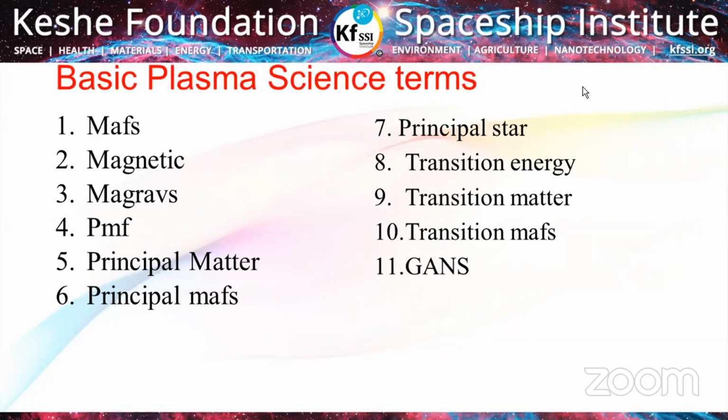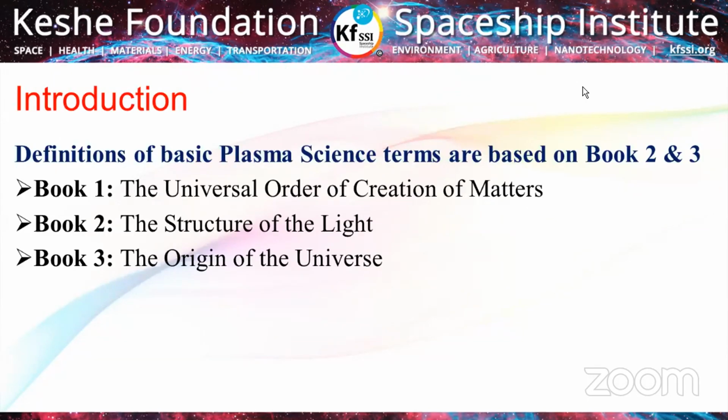So today, these are the 11 basic plasma science terms that I have chosen for discussion. The first one is MAFs, magnetic, magravs, PMF, principal matter, principal MAFs, principal star, transition energy, transition matter, transition MAFs, and GANs. So we'll go slowly because we need to really understand them.